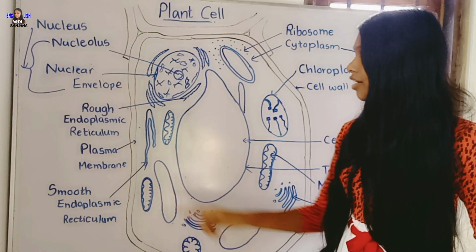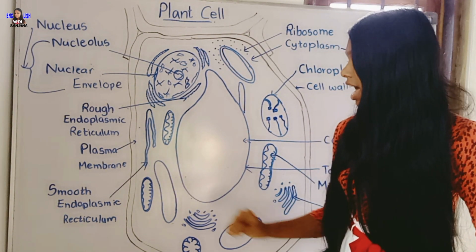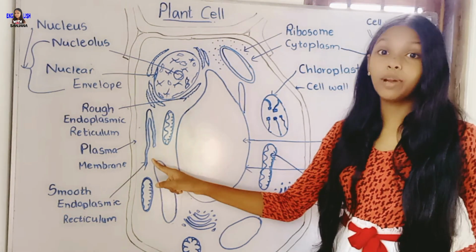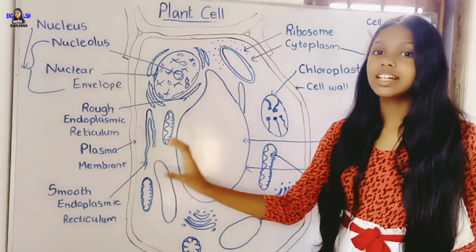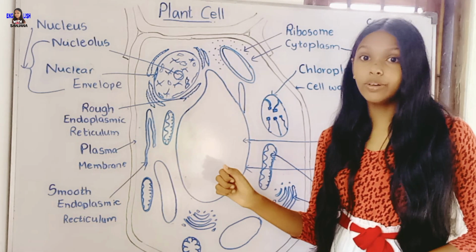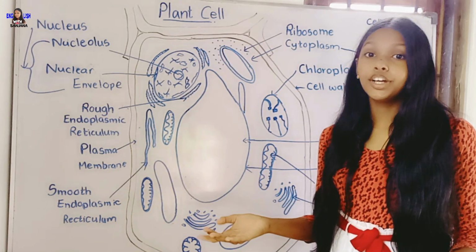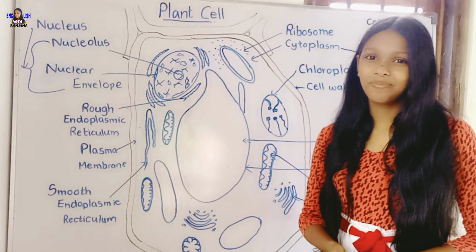Next we have the plasma membrane, and this is the smooth endoplasmic reticulum. We call it the smooth endoplasmic reticulum because there are no ribosomes attached to it.